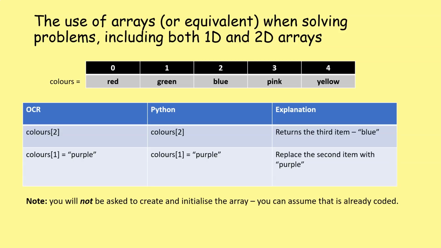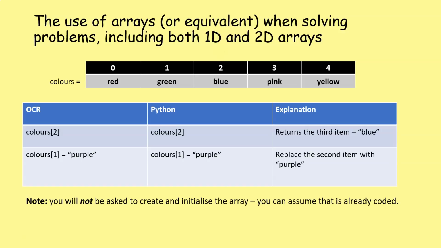It's very easy to make a mistake. OCR and Python are both very similar in how you would deal with a one-dimensional array. colors[2] would return the third item from your array, which is blue. So 0, 1, 2, third item is blue.